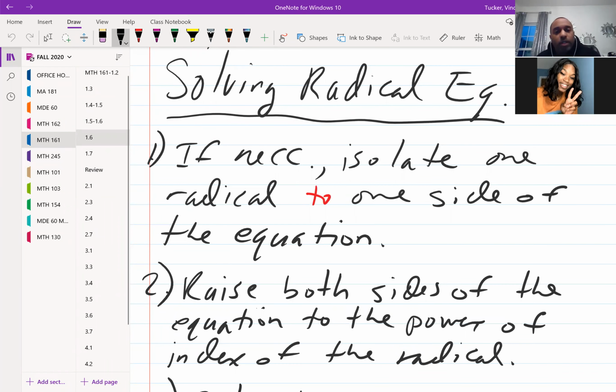So today we're looking at finishing up 1.6, and we're starting off with solving radical equations. First step, if necessary, we want to isolate one radical to one side of the equation. Not sure why that's red. I must have left it out and just wrote it red. So we're going to isolate one of the radicals to one side of the equation. Second step, raise both sides of the equation to the power of the index of the radical.